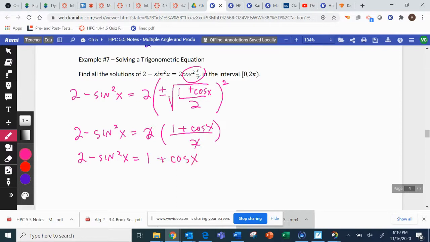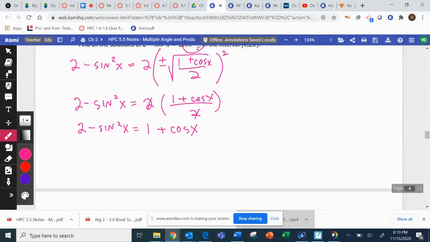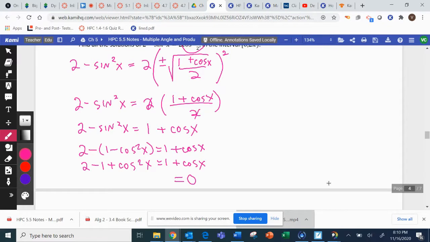Now I need to solve this. Since I have a sine squared x in it, I will use my Pythagorean identity to say 2 minus, and then this will be 1 minus cosine squared x equals 1 plus cosine x. So 2 minus 1 plus cosine squared x equals 1 plus cosine x. I'll go ahead and put everything on one side so it equals 0. Let's see, 2 minus 1 is 1. We're going to take away 1, so that's going to cancel out. I'm going to have cosine squared of x minus cosine x on one side.